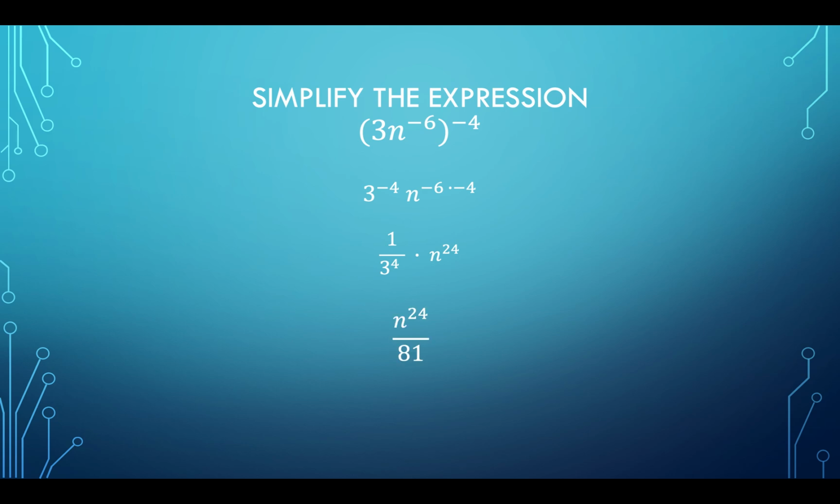Multiply across, and we get n to the 24th over 81, because 3 to the 4th is 81. If we do 3 times 3 is 9, times 3 is 27, times 3 is 81. So this is that problem simplified. We can't do anything else with it. So these problems are pretty much going to have a variable and then a number somewhere in them.